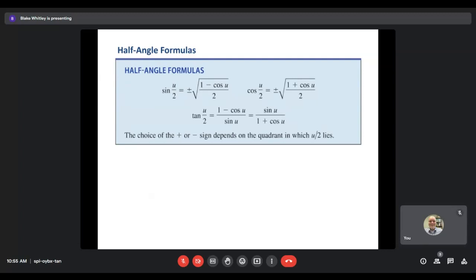Okay, now cosine of u over 2, very similar. Again, the only difference is we have a plus in the numerator there. And then we have 2 options for our tangent of u over 2. Both of them, again, will give you exactly the same answer, so it does not matter which one you use.